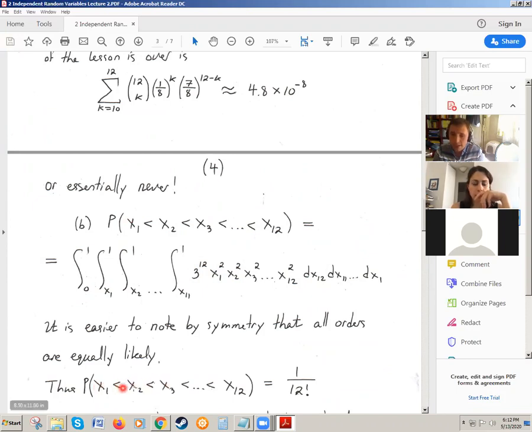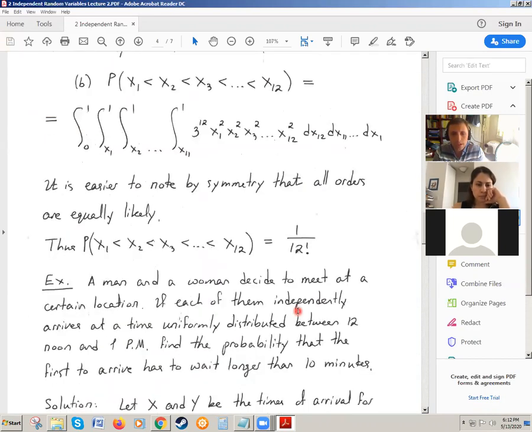So this is one arrangement, and there are 12 factorial possible arrangements. Each of those possible arrangements has the same probability by symmetry. So without any calculations, it's pretty clear that it's 1 over 12 factorial. I hope it's clear to everybody, guys. Yes? So it's 1 over 12 factorial.